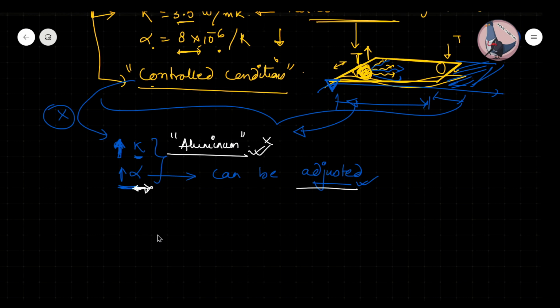Other options are ceramics. Ceramics are also used nowadays. Then we also use some materials like Invar and carbon fibers. So these are the materials and the expected properties.